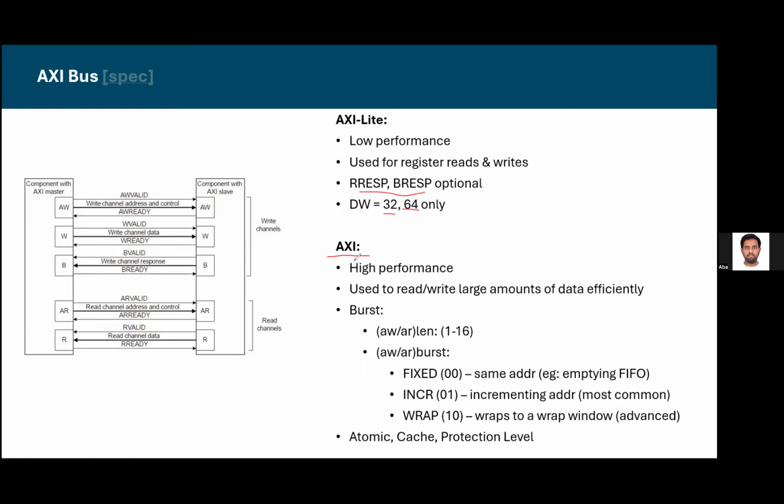You can have three types of burst. The first burst type is fixed. Fixed means you're giving an address on the AW channel or AR channel, along with a valid to say that it's valid. At the same time, you're also going to give a length, a size, and a burst type. All of this is one clock cycle. Your request channel is one clock.